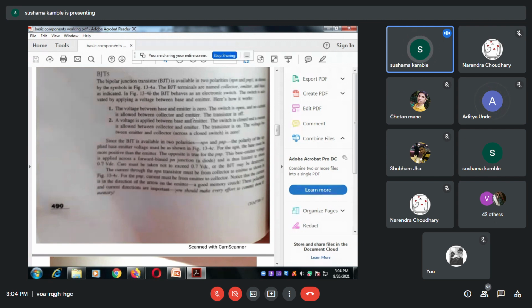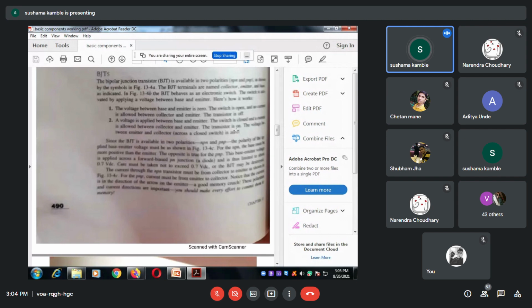जैसे अभी हमने बोला कि बेस इमिटर वोल्टेज अगर 0 है तो क्या रहेगा, ट्रांजिस्टर ऑफ रहेगा. ओके. And a voltage is applied between base and emitter. The switch is closed. Switch means the transistor here is acting as a switch only. So the switch is closed and current is allowed between the collector and emitter.